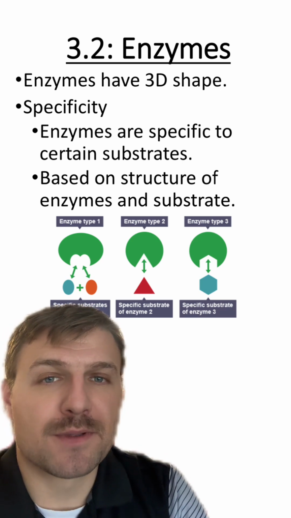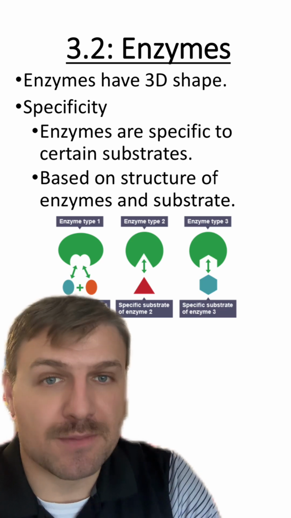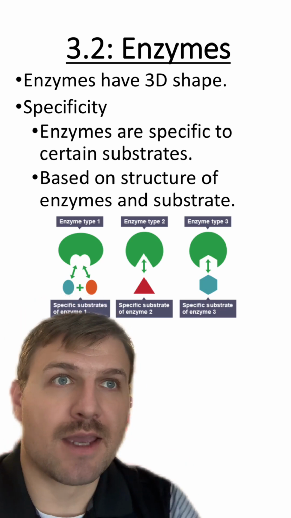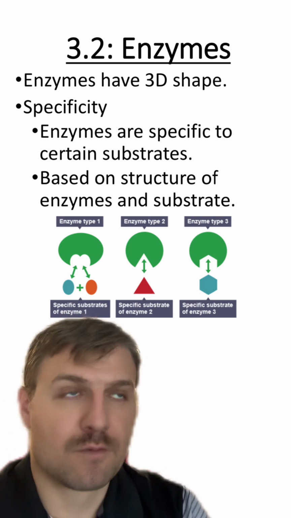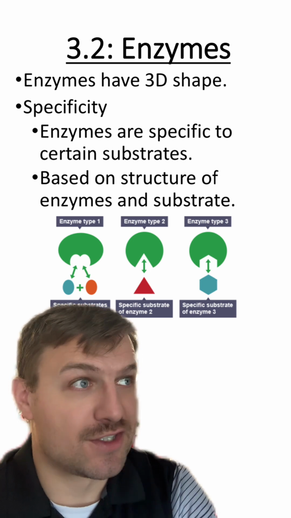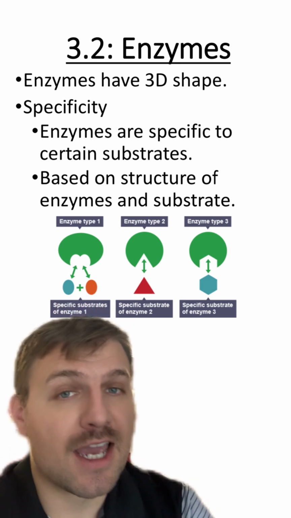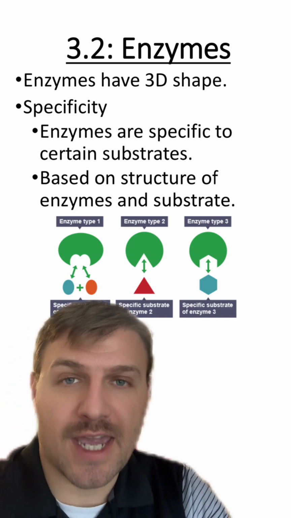They're also going to be specific. Typically, enzymes are going to only react with one type of substrate. The substrate an enzyme reacts with is going to be based on that enzyme's structure. Remember that structure determines function. That's a major theme within AP Biology and just science in general. So the enzyme's structure or shape is going to determine what type of substrate it reacts with.